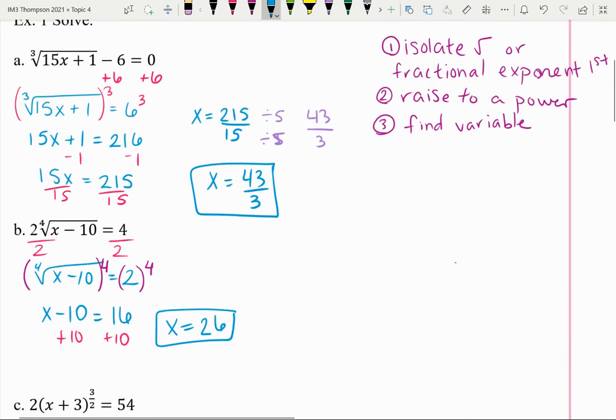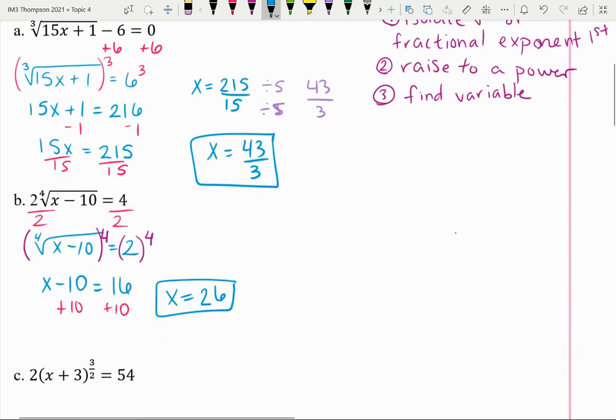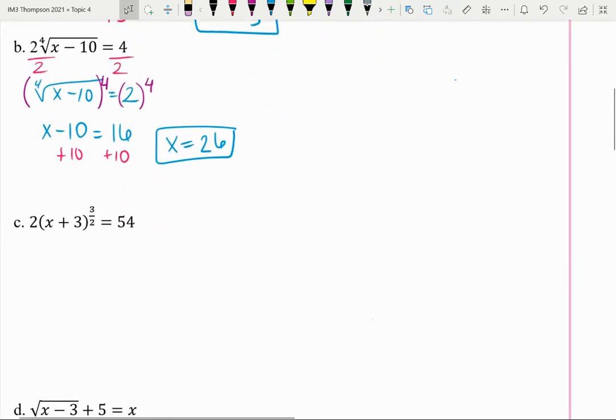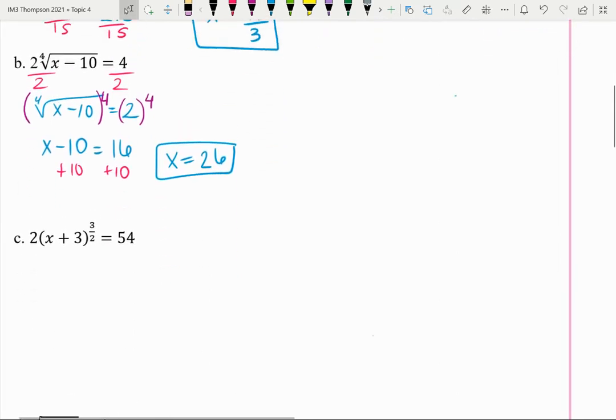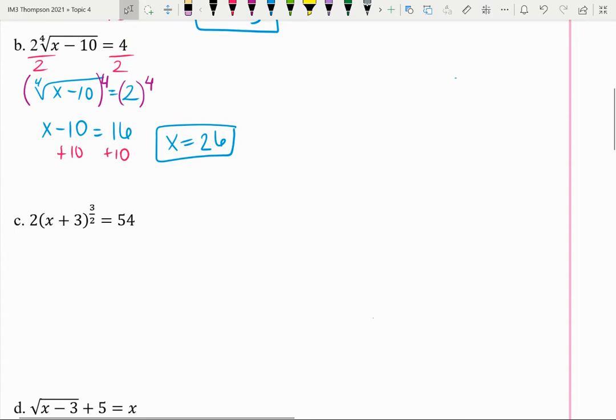All right. A and B are both written in radical form, and this one's written in exponent form. So while the operations are technically the same, I can rewrite something from exponent form into radical form and vice versa. It tends to trip us up a little bit just because of those fractional exponents.